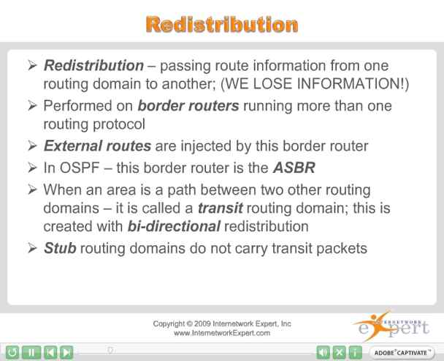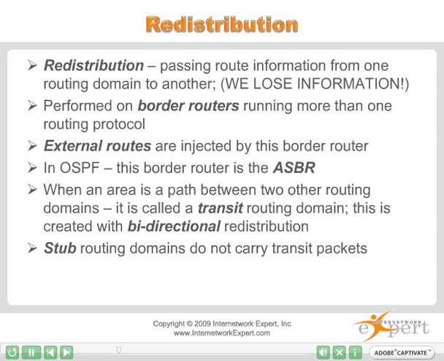Notice that redistribution is performed on our border routers, and these border routers, by their very nature and definition, are indeed running more than one routing protocol. When we take the routes from the other domain and inject them into our domain through redistribution, we are dealing with external routes. Obviously, we have local or internal routes in our organization.